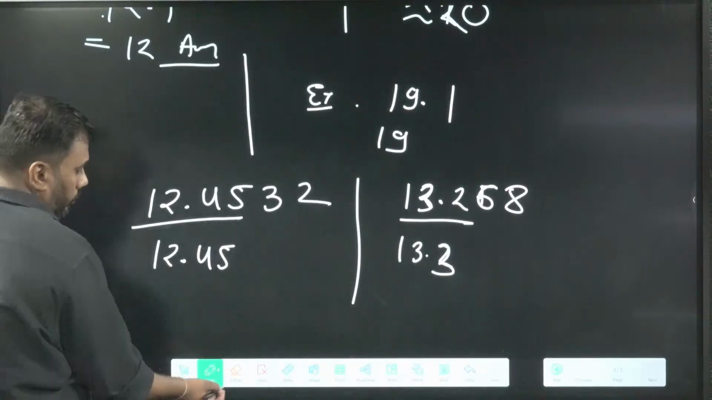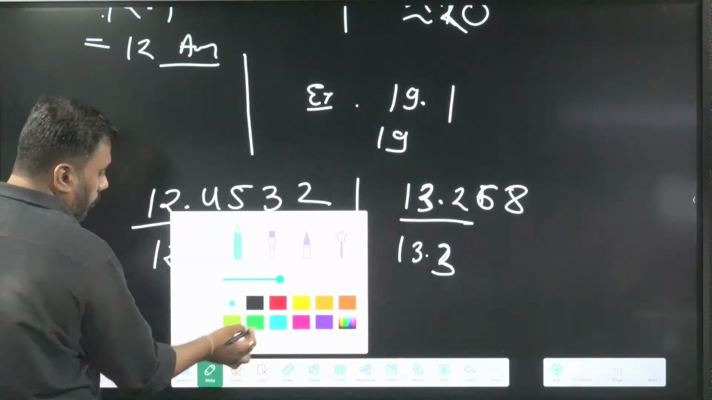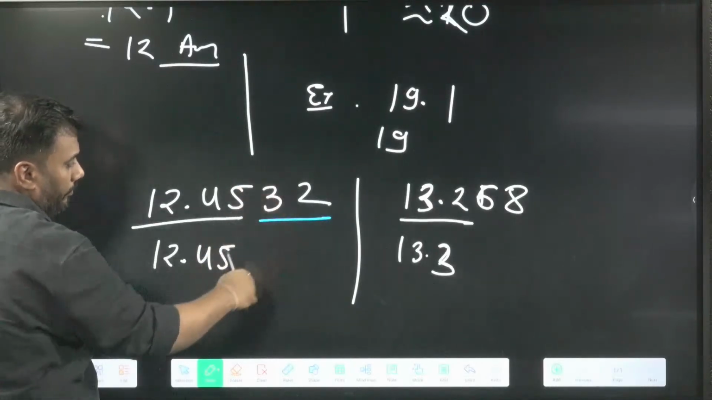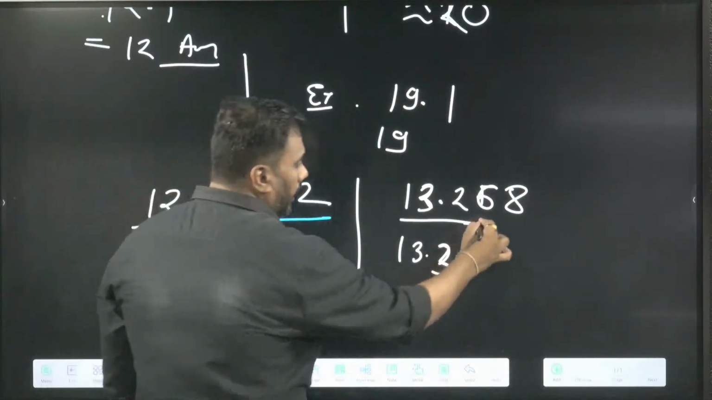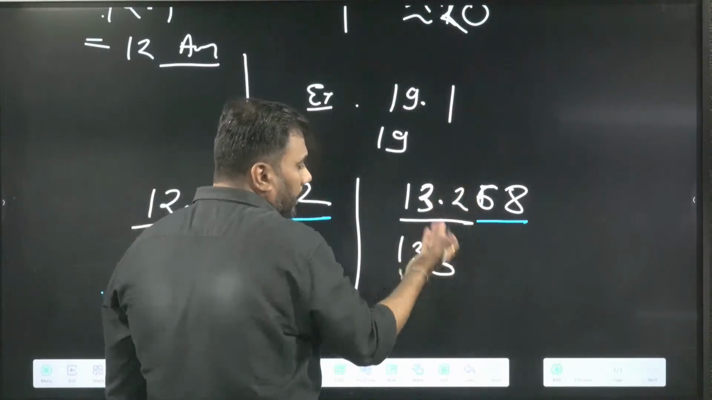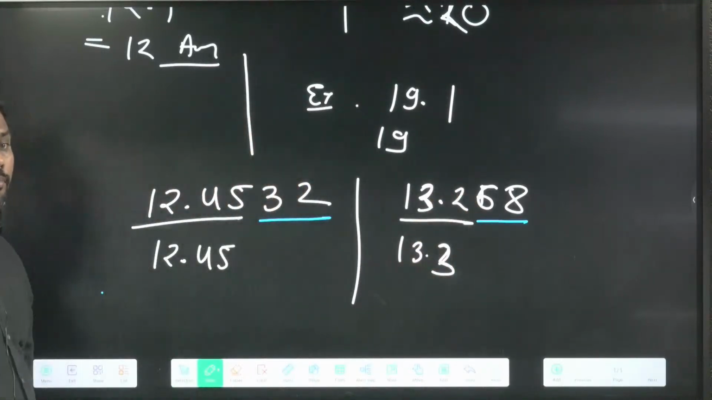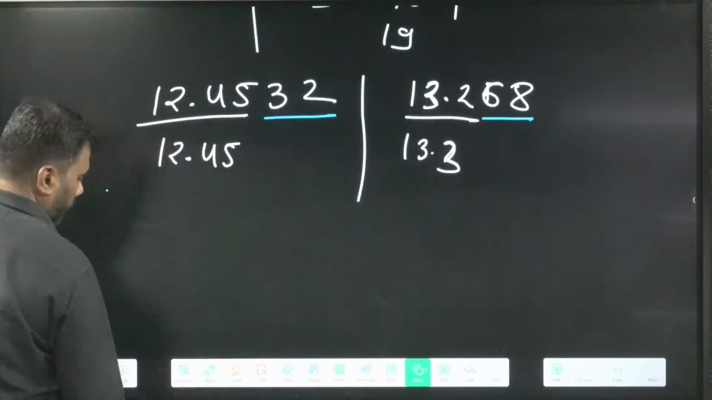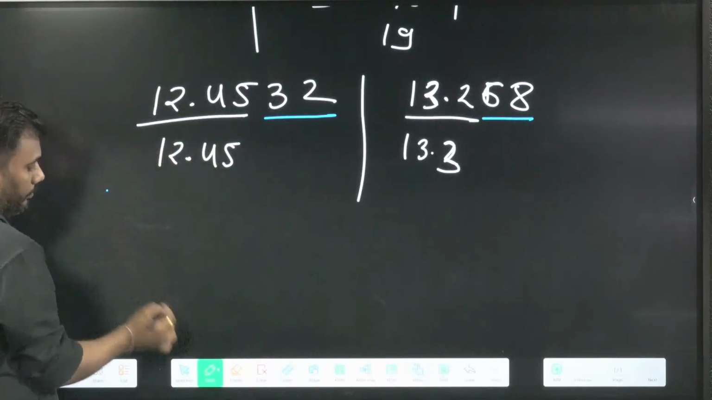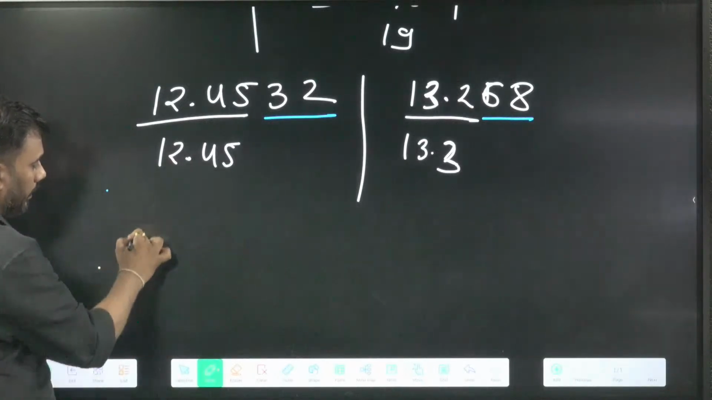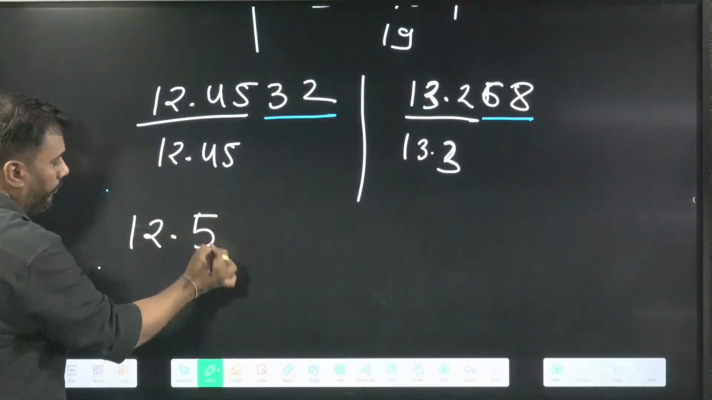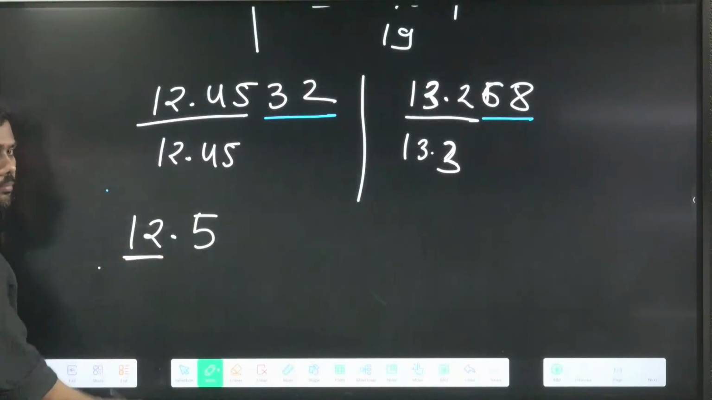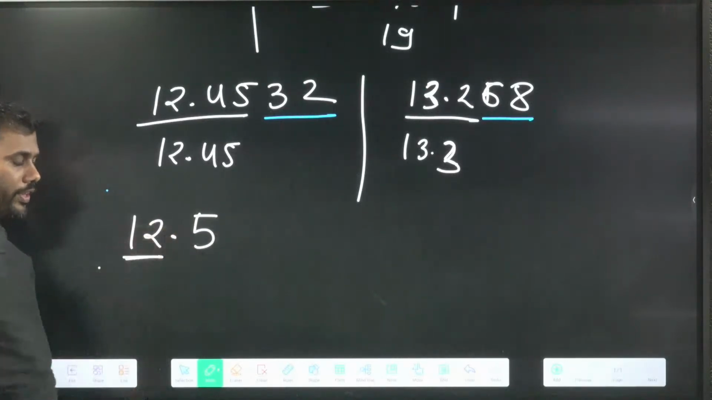So whatever digits we are leaving, observe those. If those are less than 5, leave it as it is. If these are greater than 5, increase the digit before by 1. But in the case of exactly 5, suppose you are rounding off, let's say, 12.5 to 2 significant figures.